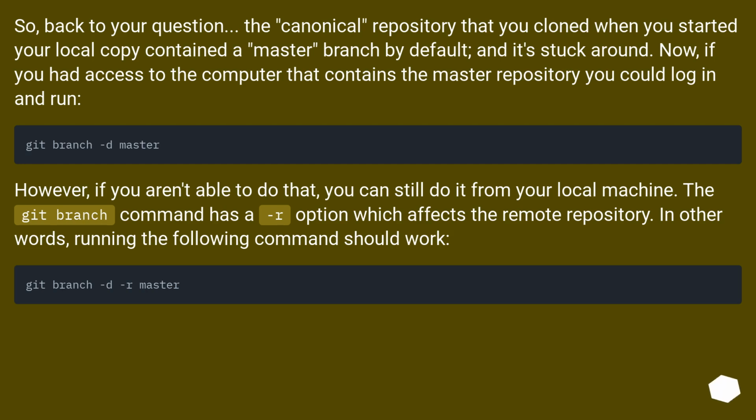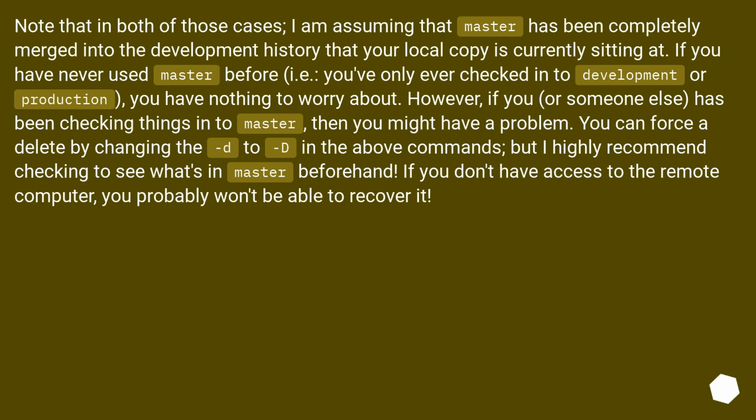The git branch command has an option which affects the remote repository. In other words, running the following command should work. Note that in both of those cases, I am assuming that master has been completely merged into the development history that your local copy is currently sitting at.